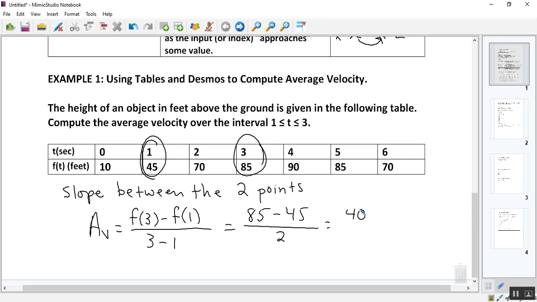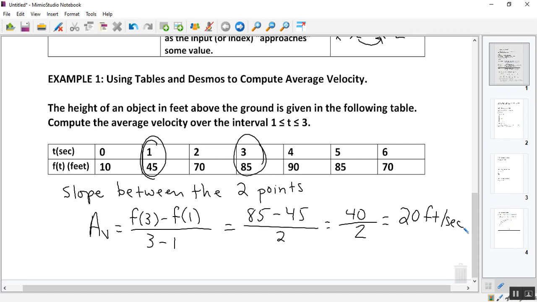Okay, over how much time did it take to rise 40 feet? Now, did it rise at a constant rate, or was there some curve to that graph? Okay, so we would say that the average rate then would equal 20 feet per second. So in that interval, from 1 second to 3 seconds, what was the average velocity of that object that was thrown in the air? Average 20 feet per second.